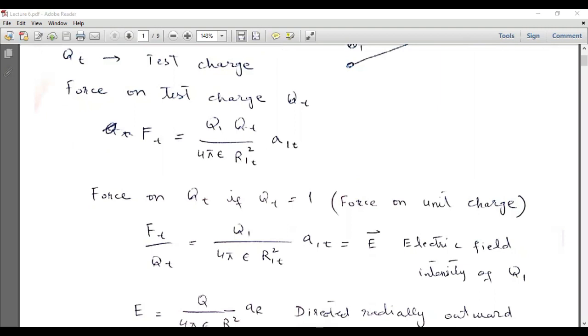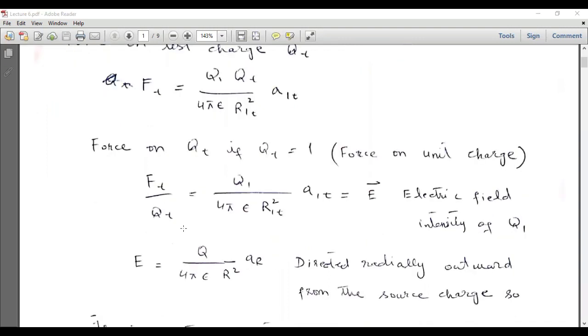Now, if the magnitude of this test charge is assumed as unity or 1 coulomb, then the force divided by this Qt will be equal to Q1 over 4 pi epsilon R1t square into a1t. And this is the definition of the electric field intensity. And this is the electric field due to a source charge, which is Q1. So E is equal to, in general, Q over 4 pi epsilon R square aR. And R is actually the distance of the test point from the source charge, and the direction of electric field intensity due to the point charge is radially outward from the source charge.